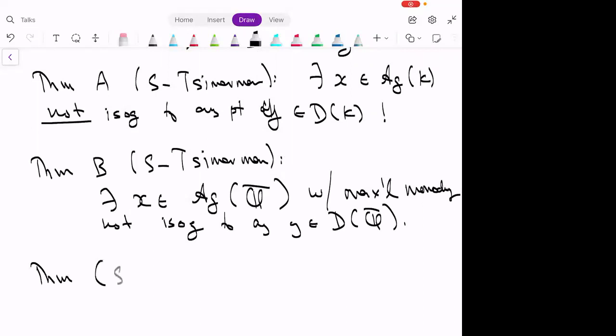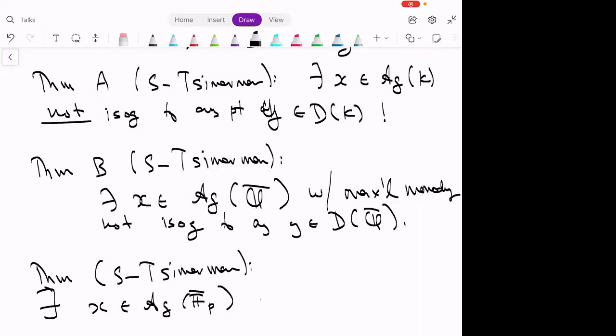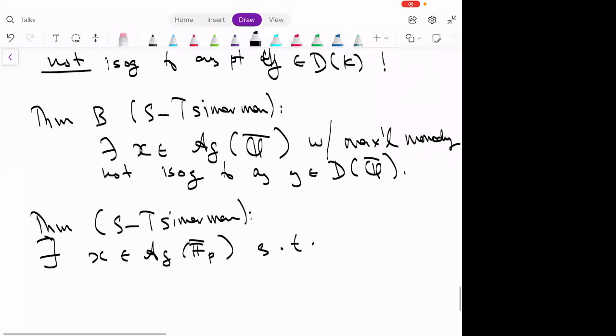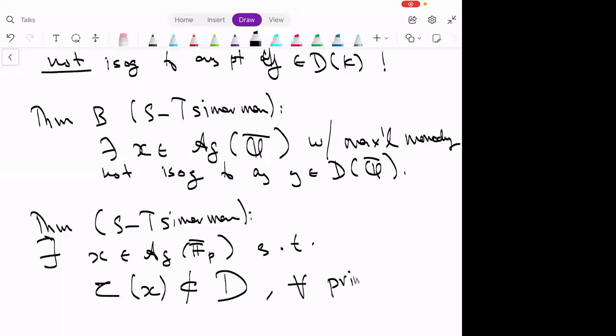And finally, we prove a partial statement over FP bar. So of course, we expect that every FP bar valued point of A_g will be isogenous to some point of D. But there's still something that we can say. So what we can say is that there exists a point in A_g of FP bar such that if you were to take any Hecke translate of that point, then as a set that's not going to be contained inside D, for every prime-to-p Hecke operator.